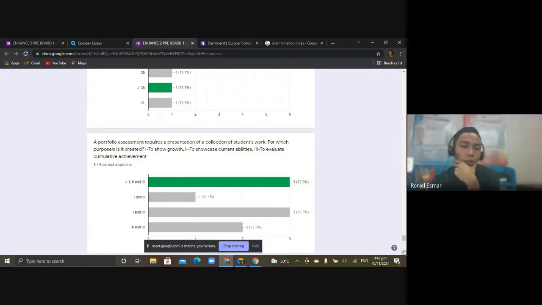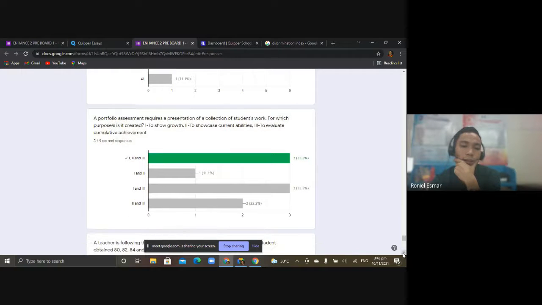Next is to showcase current abilities, by including their best outputs. Next is to evaluate cumulative achievement, the totality of their achievements and performances. So the answer for that is letter A, or number one for the first option. One, two, and three.